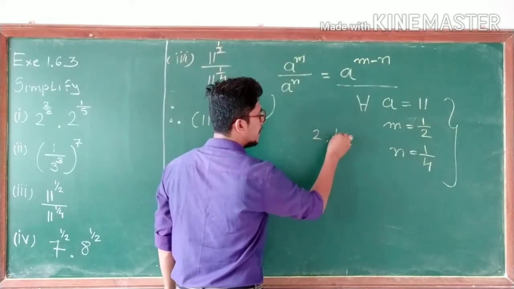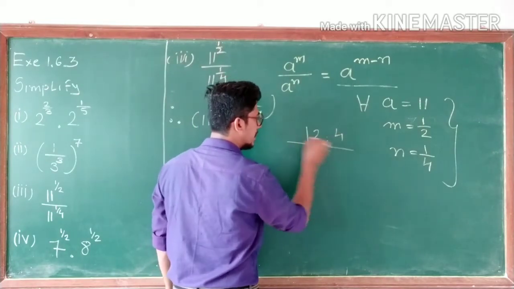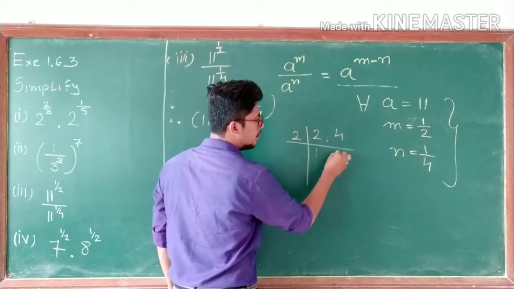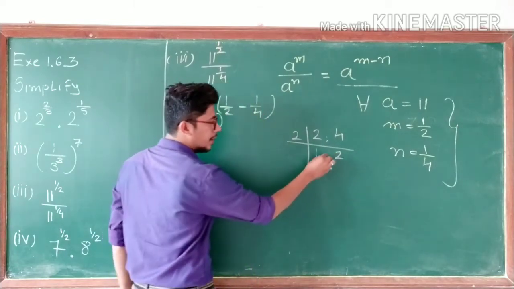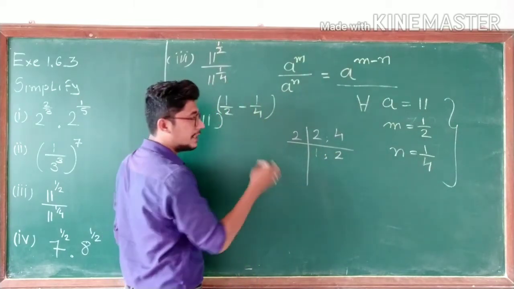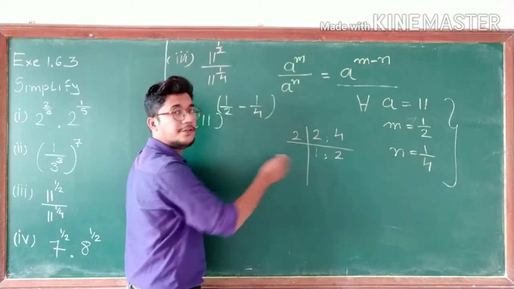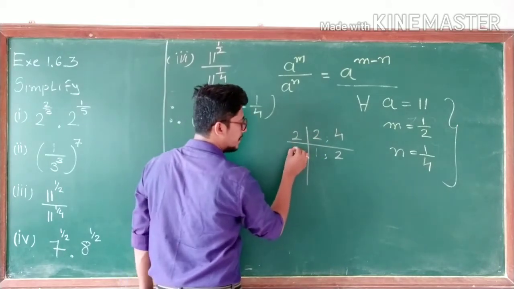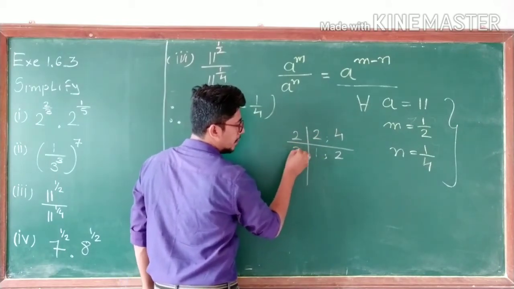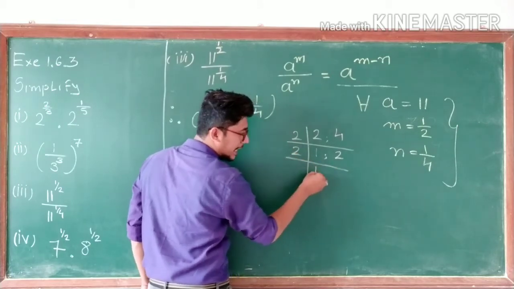Write 2 and 4. Take out LCM. 2 ones are 2. 2 twos are 4. You have to write comma over here. Otherwise, it will be considered as 24 and 12. Don't make a mistake. Now again, 2, 1 is been carried out.